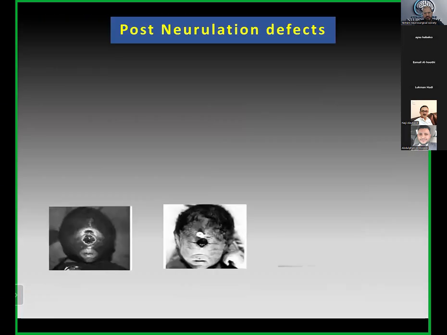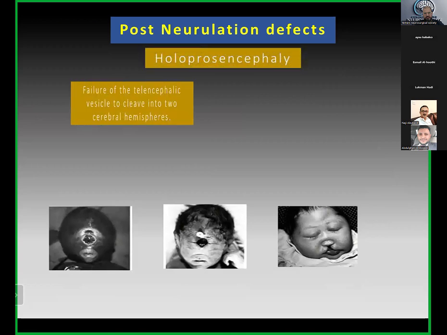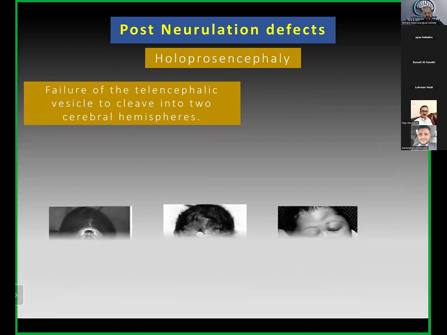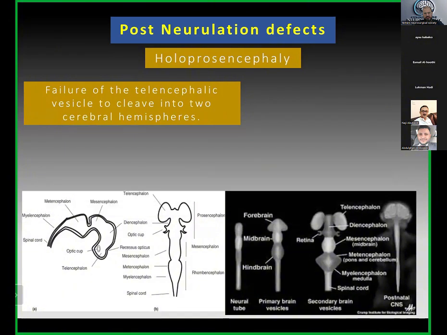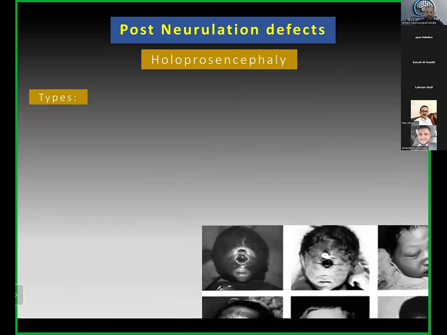Also, another type of the post-neurulation defect is the holoprosencephaly, which is failure of the telencephalic vesicles to cleave into two cerebral hemispheres. There are many types of the holoprosencephaly in the form of alobar, semilobar, and lobar.